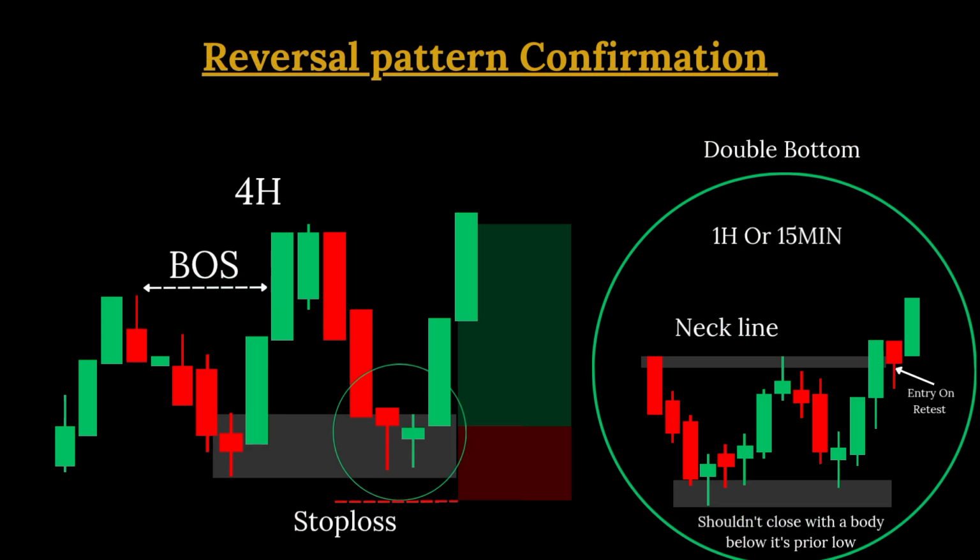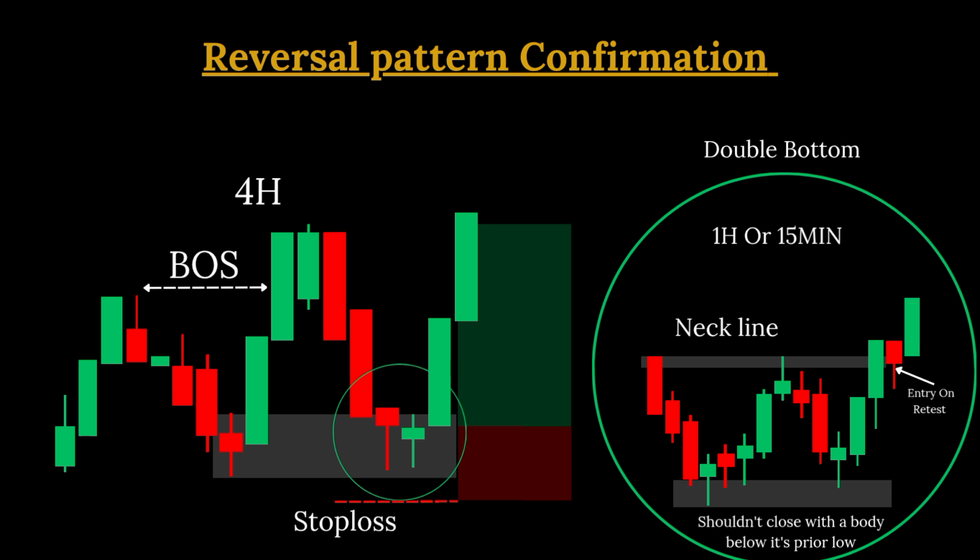3. Reversal patterns such as double top for shorts and double bottom for longs. A double top forms when price fails twice at a key resistance level, signaling a potential reversal to the downside. Likewise, a double bottom occurs when price rejects a key support level twice, indicating a possible bullish reversal.